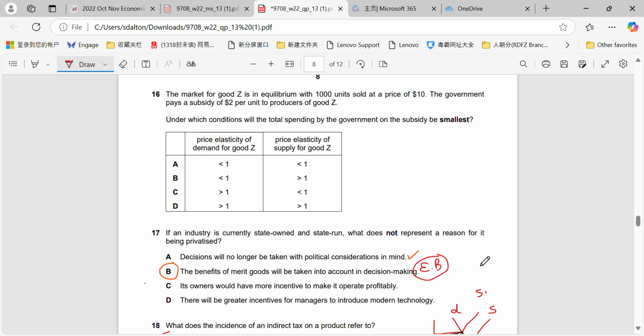They will only take into account the private benefits and the private costs, not the external benefits and external costs associated with producing goods. "Owners would have more incentive to make it operate profitably." That is true for the private sector, and D is also true for the private sector. They'd have greater incentives to generate new technology, lower their cost of production, and increase their profits.